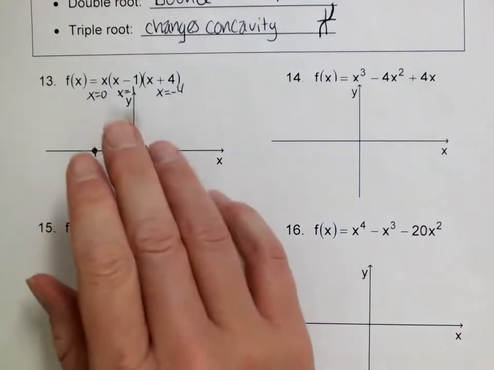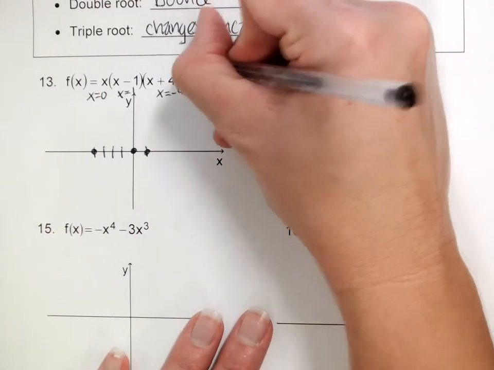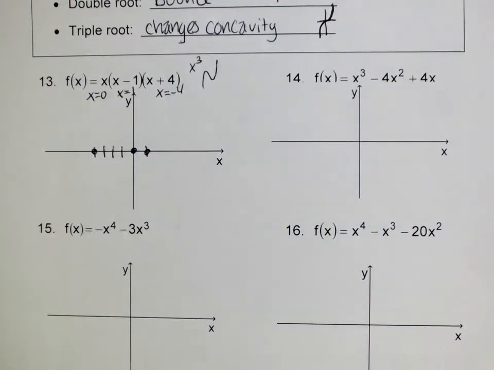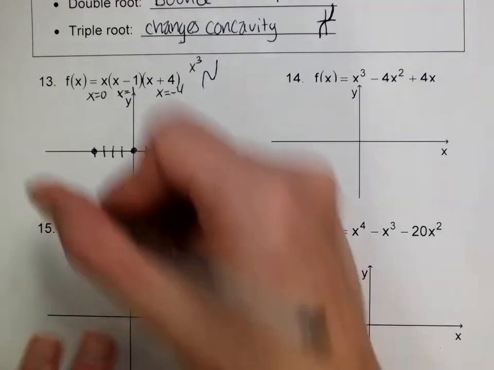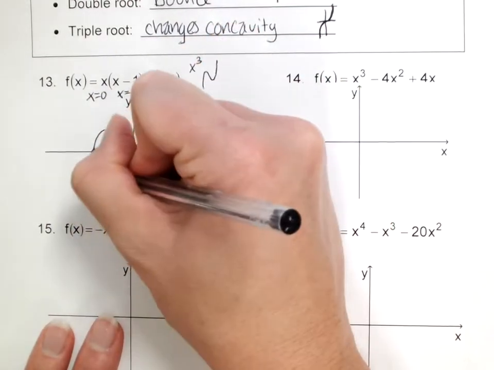Okay, if I FOILed this out, if I multiplied this out, this would be a positive x to the third graph. So I know it needs to look like this. All of those roots are single roots. That tells me it's going to cross at each one. So cross, cross, cross. Okay.